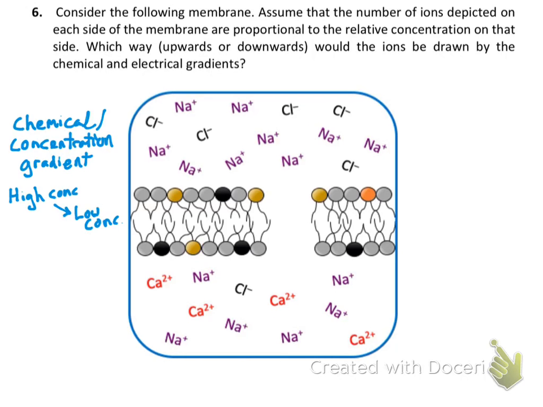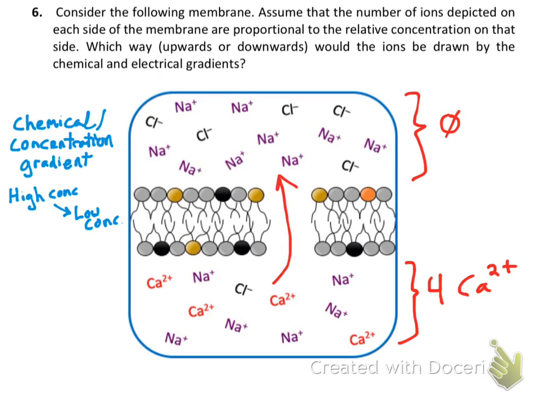So with that in mind, let's figure out which way these ions are going to be drawn according to their concentration gradient, their chemical gradient in each of these cases. And to do that, we're just really going to count the number of ions. We're assuming that these cartoons are proportional to the actual concentrations on each side of the membrane. So for example, with calcium, on this side, there are 4 calciums. And on this side, there are, wait for it, 0 calciums. So according to the concentration gradient, the calcium is going to go that way.